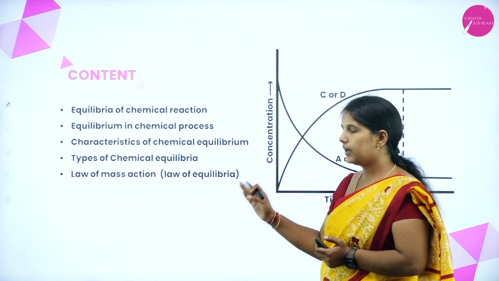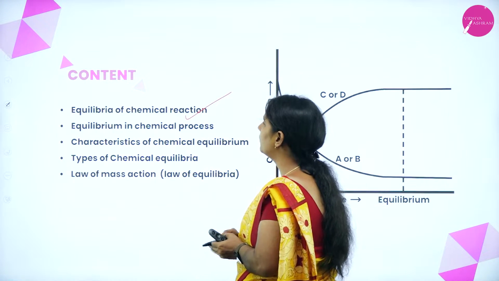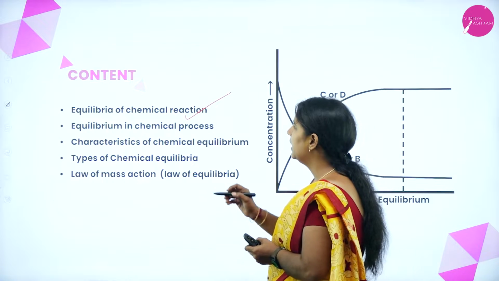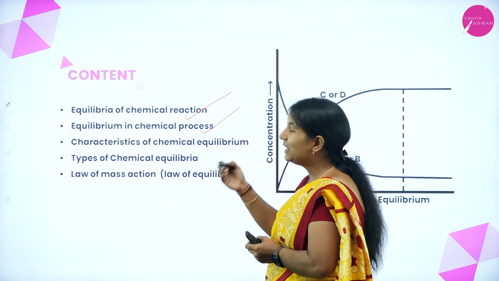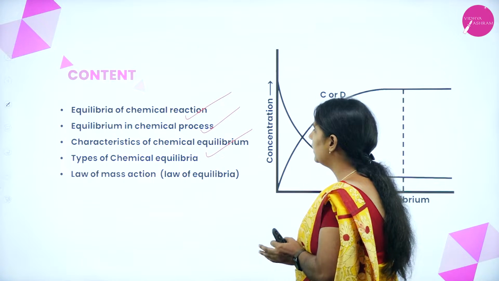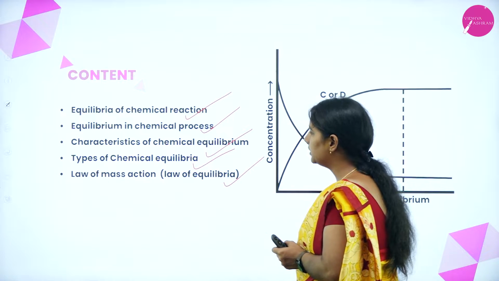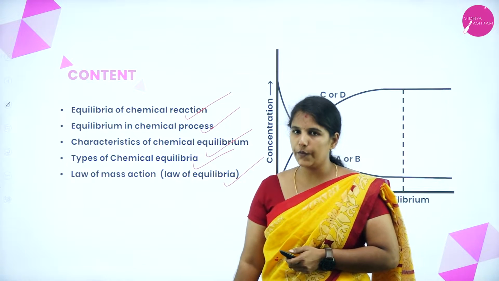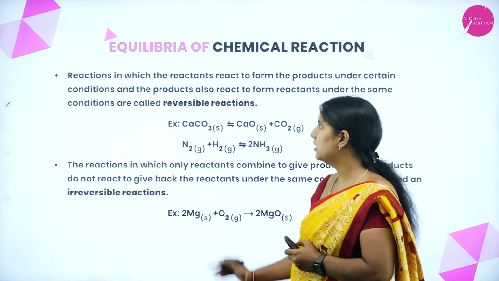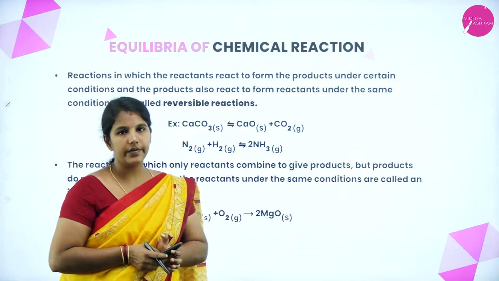Today, let us move on to the next topic of this unit by understanding the equilibria of chemical reactions, the equilibrium in chemical processes, the characteristics of chemical equilibrium, the types of chemical equilibrium, and the law of mass action. We are going to understand these in this session. So, firstly, we will see the equilibria of chemical reactions.